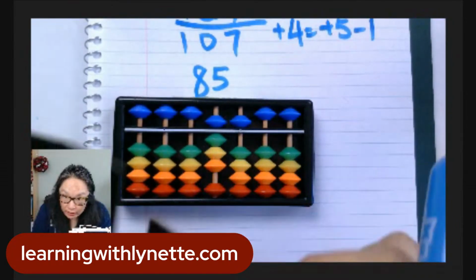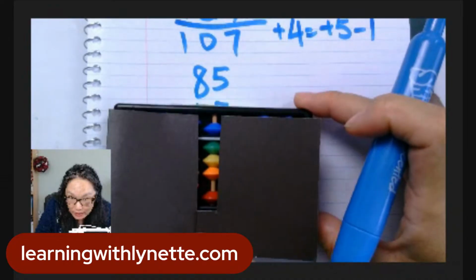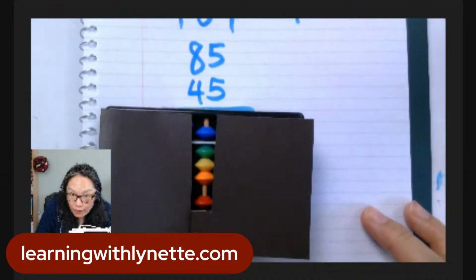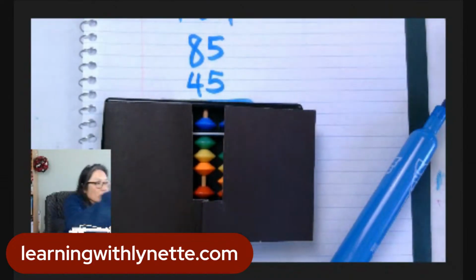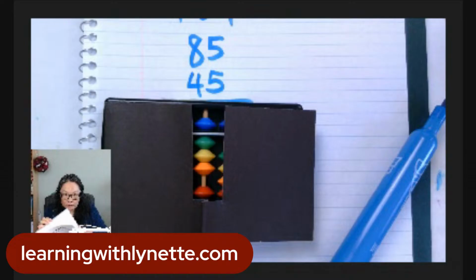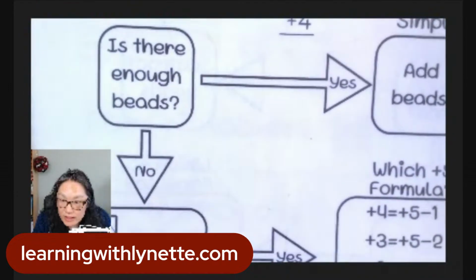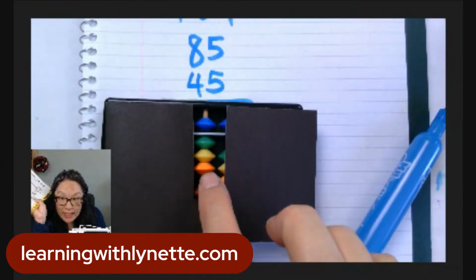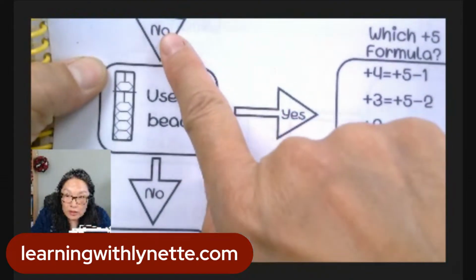I'm going to add 4 here. If I add 4, I'm sorry, my question is 45. If I add 4, what do I do? Okay, this is where we have to go through our process. We want to add the 4. CompuBear, is there enough beads to add the 4? No. Okay. Then what do I do?